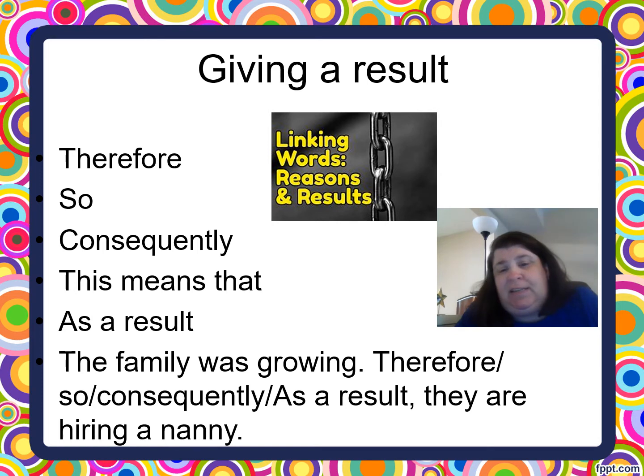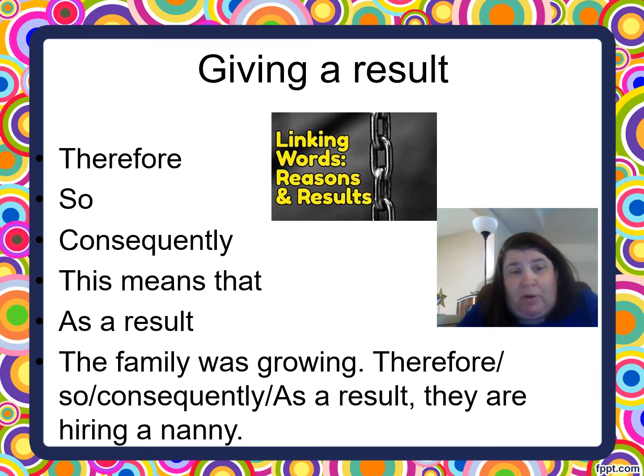So if you look at the sentence at the bottom of the screen, it said the family was growing. And then we have some of the words. The family was growing. And then we could add any of these linking words up here. Therefore, so, consequently, this means that, or as a result.